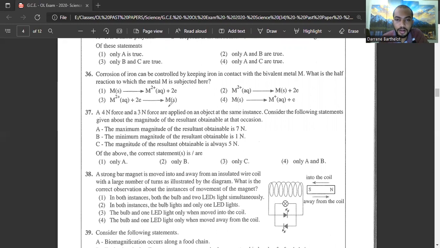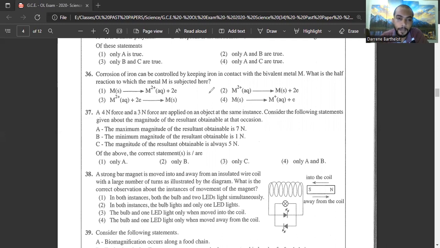Question number 36. Corrosion of iron can be controlled by keeping iron in contact with the bivalent metal M. What is the half reaction to which the metal M is subjected here? If the iron is being protected, the metal M should be higher than iron in the activity series, right? So here the metal M should be oxidized so as to keep the iron from getting oxidized. As it is a bivalent metal, it should release 2 electrons. Bivalent means the valency is 2. That means it should release 2 electrons outwards.